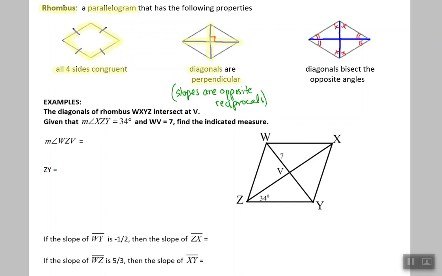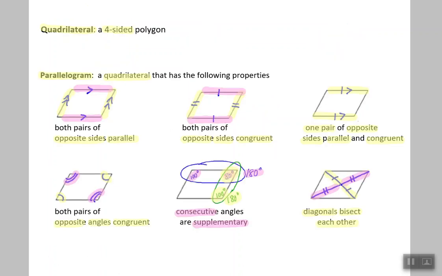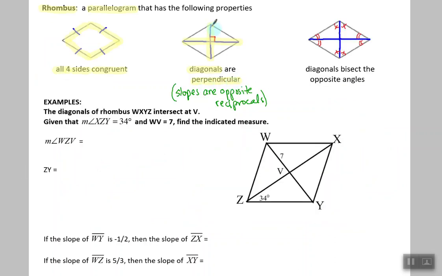Now, when we think of parallel, like in the parallelogram, where the opposite sides are parallel, if we think of those slopes, we want to remember that that means slopes are the same. So parallel sides have the same slope. Perpendicular segments have opposite reciprocal slopes.